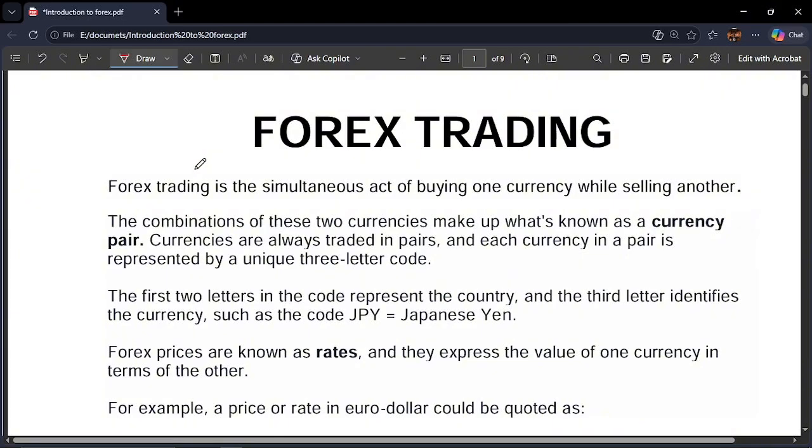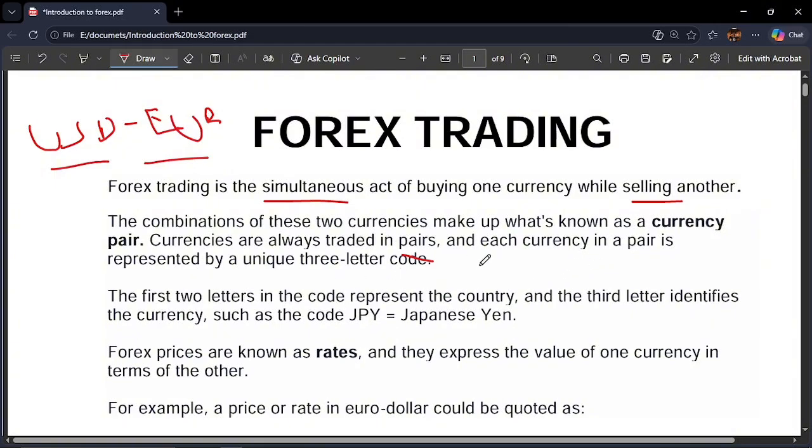what Forex is. So people be asking and wondering, what's Forex trading? Forex trading is a simultaneous act of buying one currency while selling another. The combination of these two currencies make up what's known as a currency pair. You should note that currencies are always traded in pairs. In Forex trading, we don't trade a single currency. We can't come and say we are trading the USD. We should trade it with another currency so that we make a pair. So always we trade currencies in pairs. You should know that.